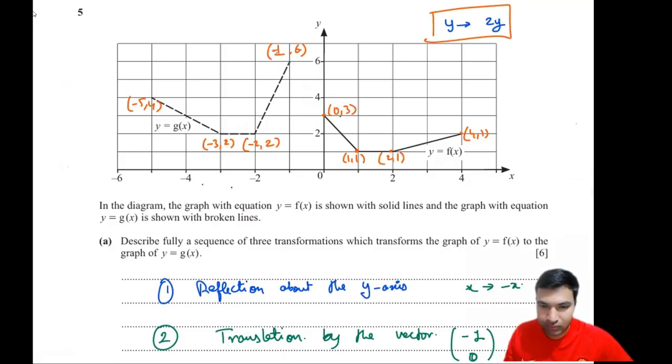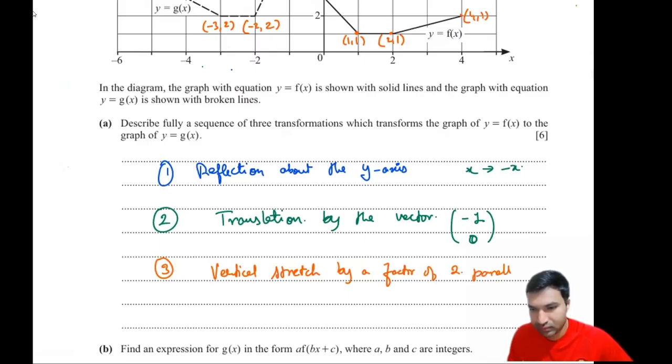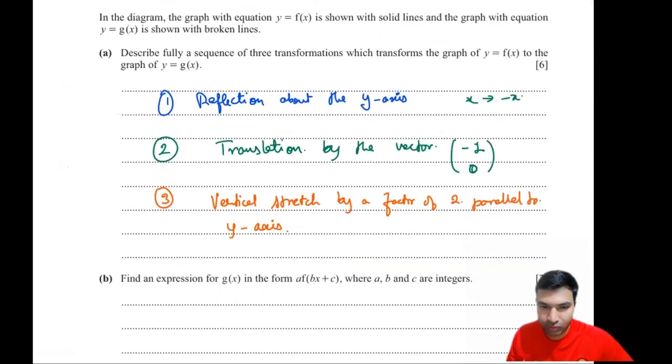Right? So now the third transformation is basically, you can say, a vertical stretch, isn't it? You can write vertical stretch by a factor of 2, parallel to the y-axis. Okay. So these are the transformations which are happening over here. Got it? So this is how you need to write it. I hope it makes sense.